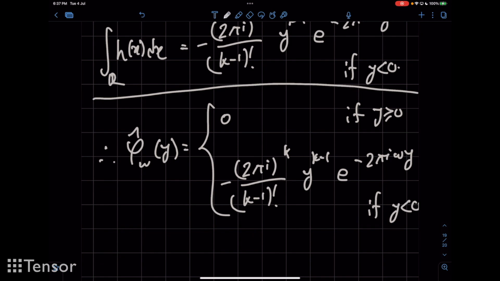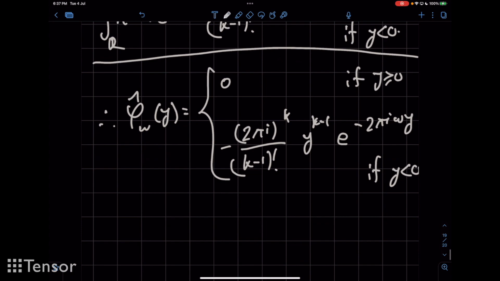So how can I see that this function is continuous? We just need to check at y equals 0, right? Because both the pieces are continuous. So if y is 0, then what does the second part tell us? The second part has a term y to the k minus 1, so that second part is also 0. So it's obviously continuous. But is it absolutely integrable?